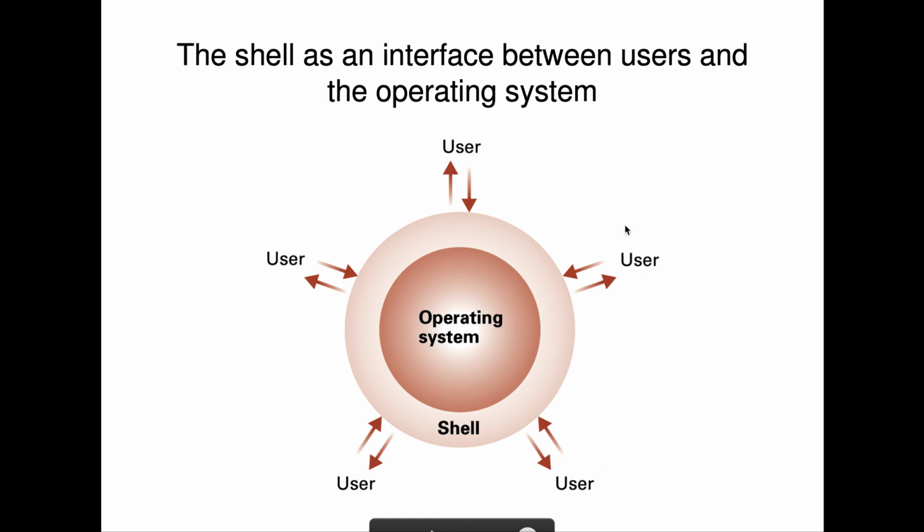Now multiple users can interact with the same shell to interact with one system. For example, on my laptop, I can have multiple users that interact with the shell. Well, it can be hard to imagine, but in a later example, you will see that it is possible for multiple users to interact with the same shell to finally interact with one operating system.